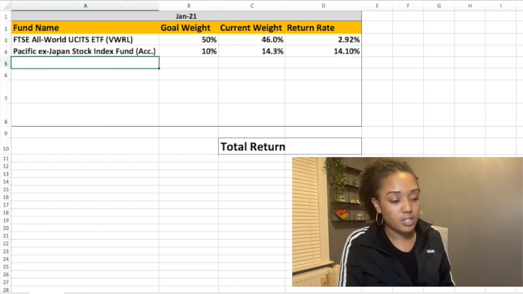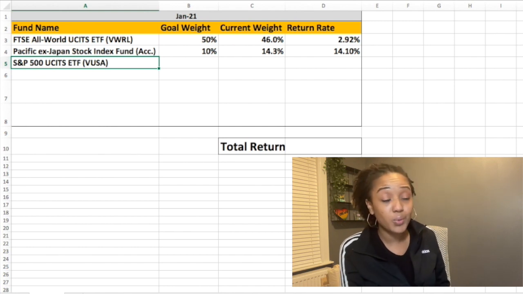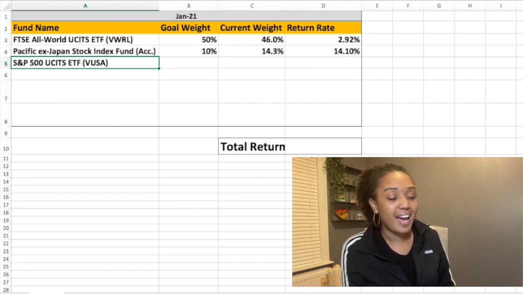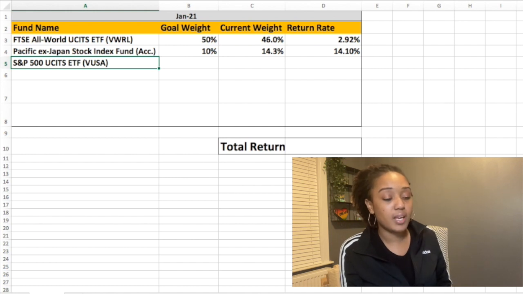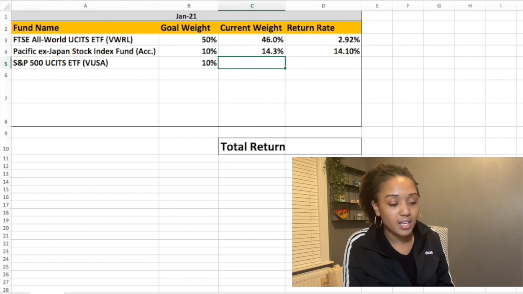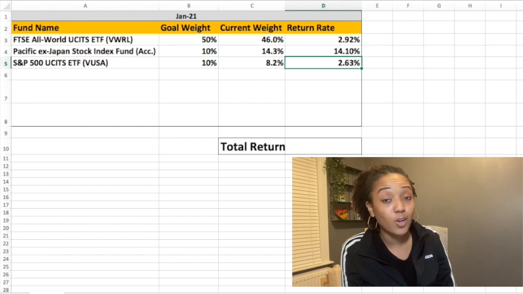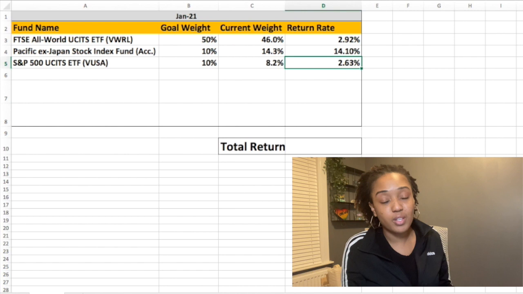So the next fund that I have is the S&P 500. Of course, I'd have to have this in my fund, and the ticker symbol is VUSA. The goal weight for this is also 10%, and my current weight is 8.2%. And for my return rate, it is 2.63%. So again, low like the FTSE All World. But the reason for this is because this is a more recent investment in my portfolio.